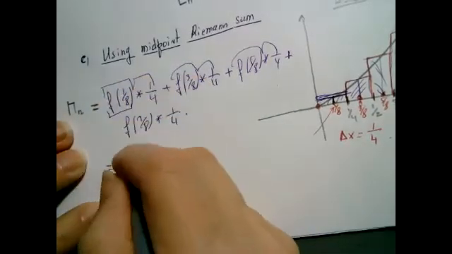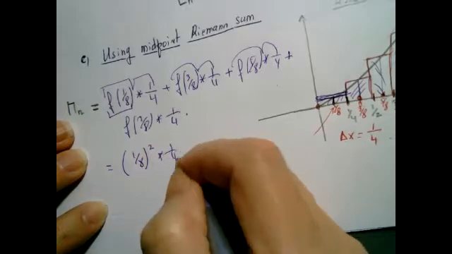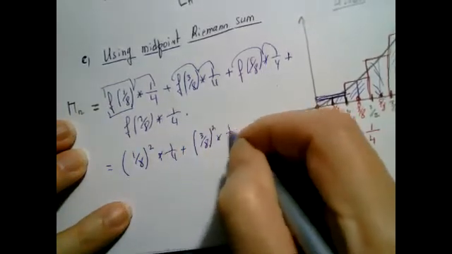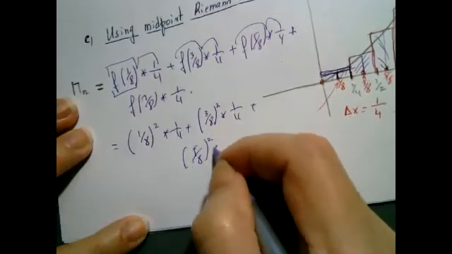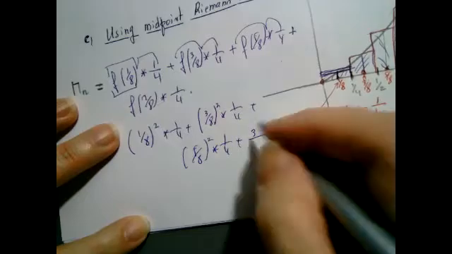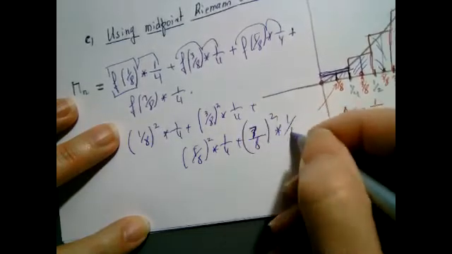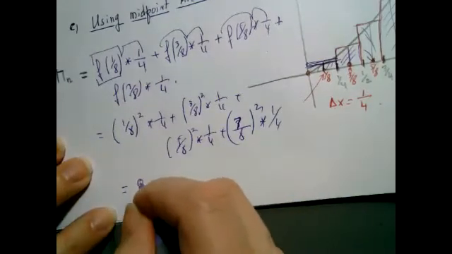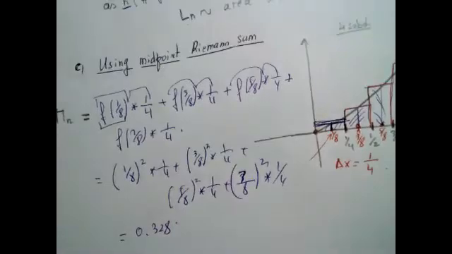What's f of 1/8? It is the output at 1/8 in this particular problem. And then the output at 3/8, and so on and so forth. And the last one was 7/8 squared times 1/4. And then I add them. And when I add those numbers, I get 0.328. Okay, so that's what we get for four subdivisions.